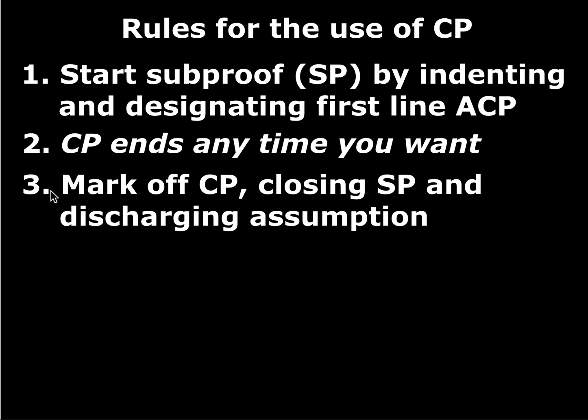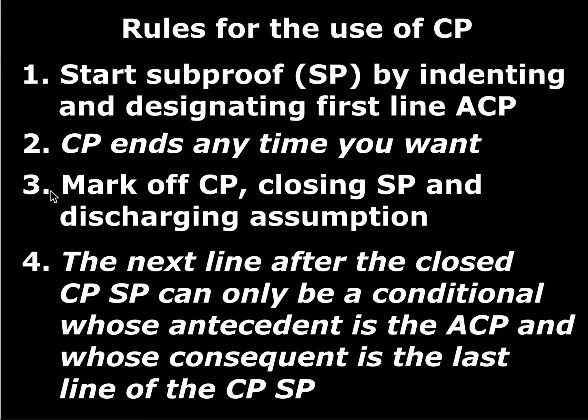Okay, next rule. Once you've ended your conditional proof, you mark it off, you close the subproof by just drawing a line from the bottom of the last line all the way up to the arrow. That just makes a nice graphical representation for anyone looking at your proof. They know that's a subproof. Sometimes that's also called discharging the assumption.